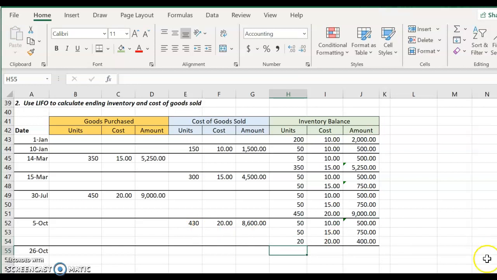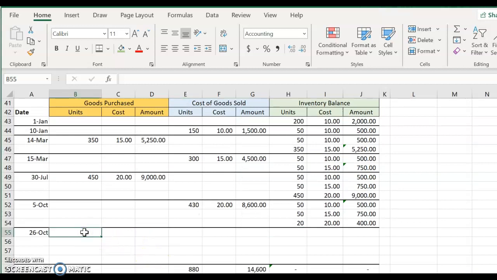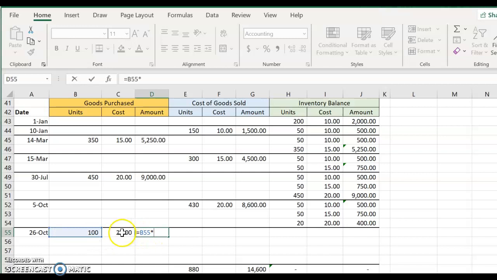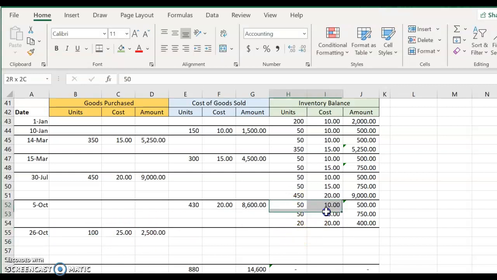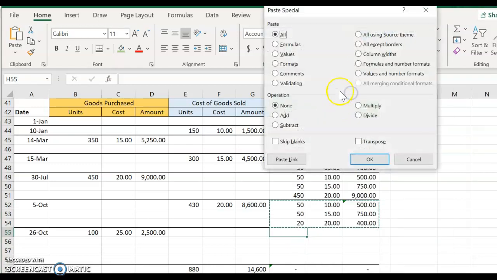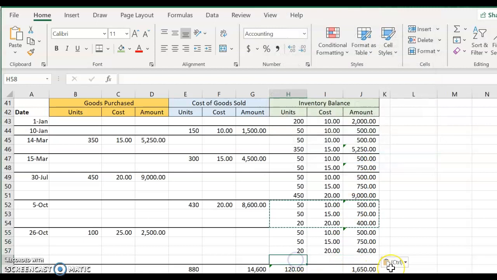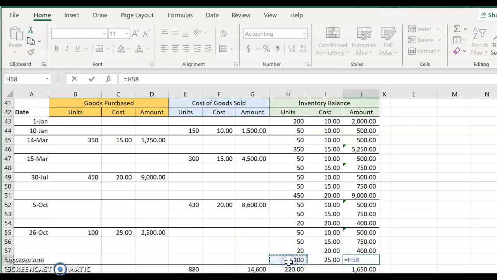On October 26th, we purchase another 100 at 25. And so now I'm going to bring all of this down again because all of those are still there. And then we're going to add to that the 100 at 25. And that equals 100 times the 25.